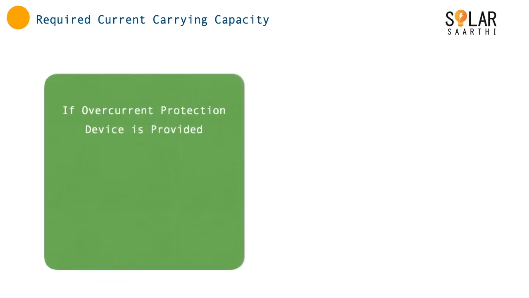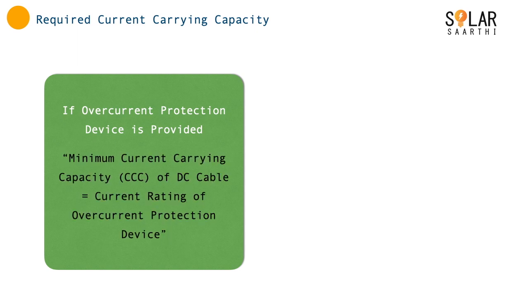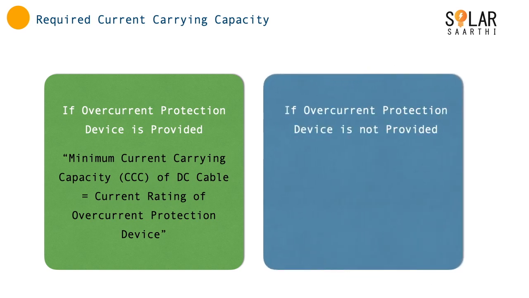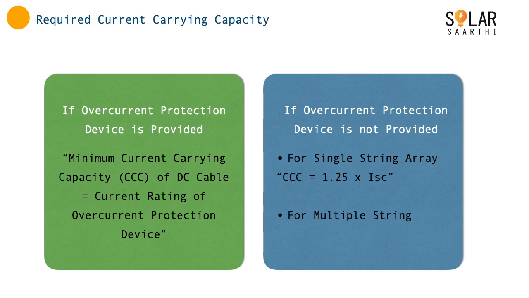If the overcurrent protection device, that is the fuses or the DC MCBs, are installed or provided in the string design, then the minimum required current carrying capacity of the DC cable should be equal to the current rating of that overcurrent protection device. On the other hand, if the overcurrent protection device, the fuses or the DC MCBs, are not provided in the DC string design, then for single string arrays, the minimum current carrying capacity should be equal to 1.25, that is a safety factor, multiplied by the ISC, the short circuit current.